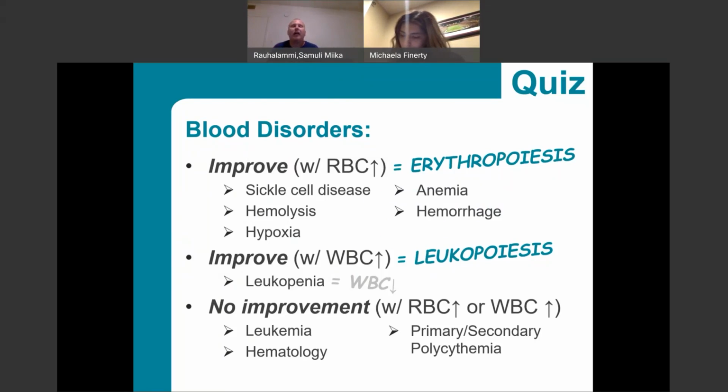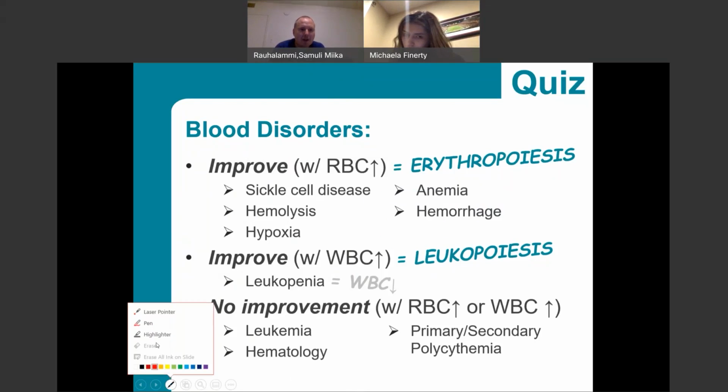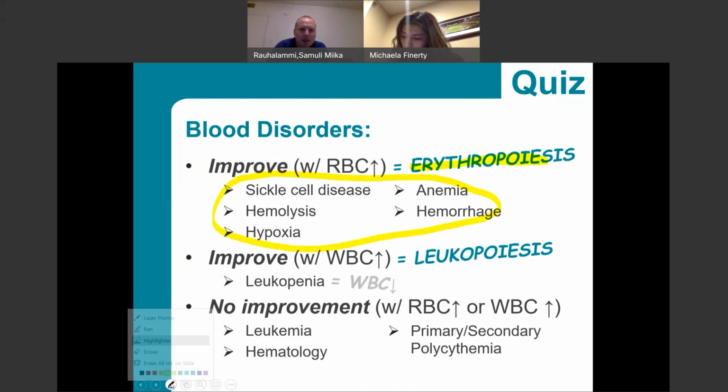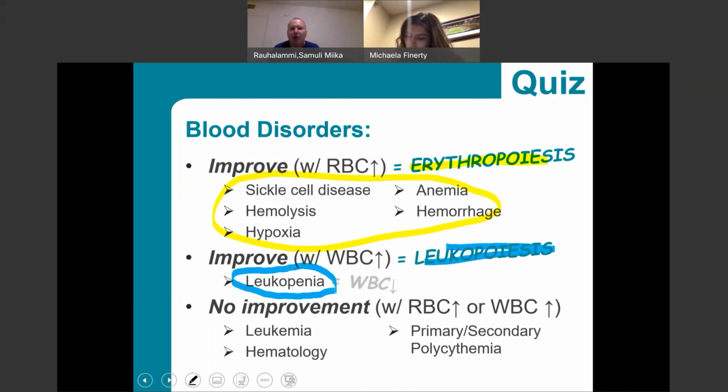So all of these are conditions where we would produce more erythrocytes in response to these conditions. So erythropoiesis would happen in response to these conditions. There is also a question, where would we see then again the white blood cells being produced, so leukopoiesis happening. Leukopenia refers to a condition where you have a small amount of white blood cells. Well, if you have leukopenia, the response to that is to produce more white blood cells.